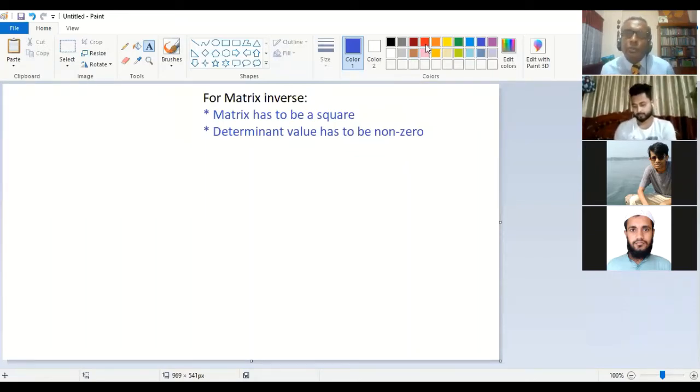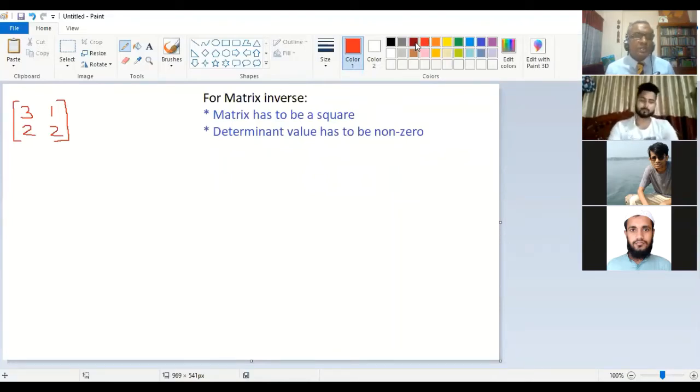So let me first tell you what the determinant value is, and then I will move to the inverse calculation. Let me take one square matrix, because for inverse it has to be a square matrix, otherwise it is not possible. So I am taking one matrix example, and this is a square matrix, which is 3 1 2 2.